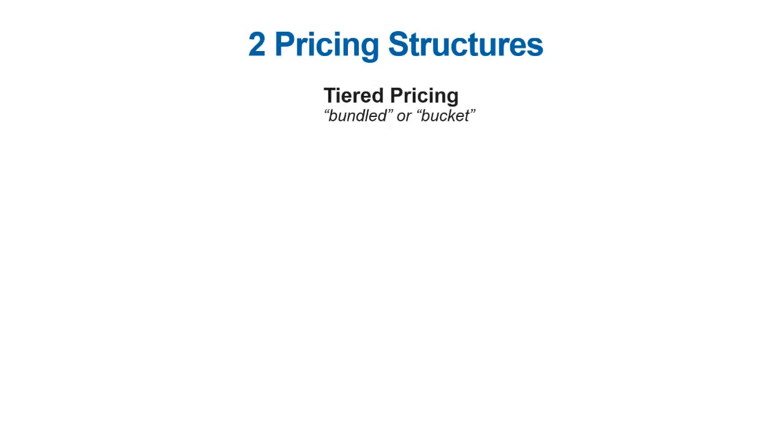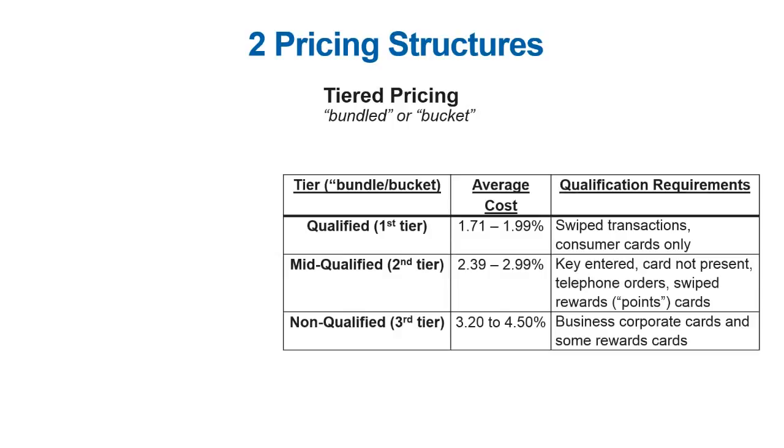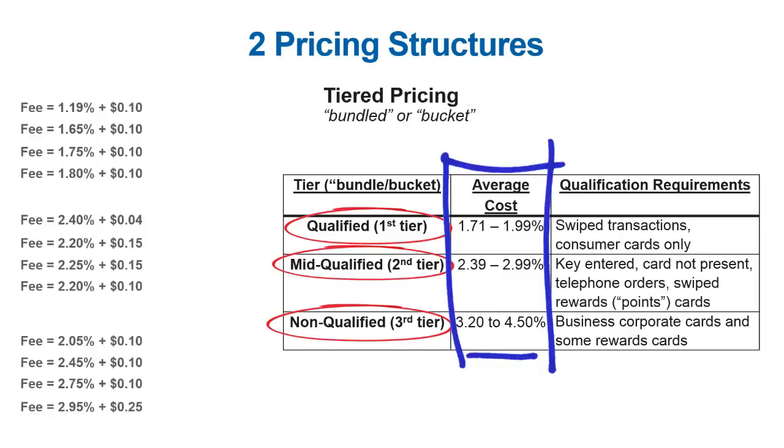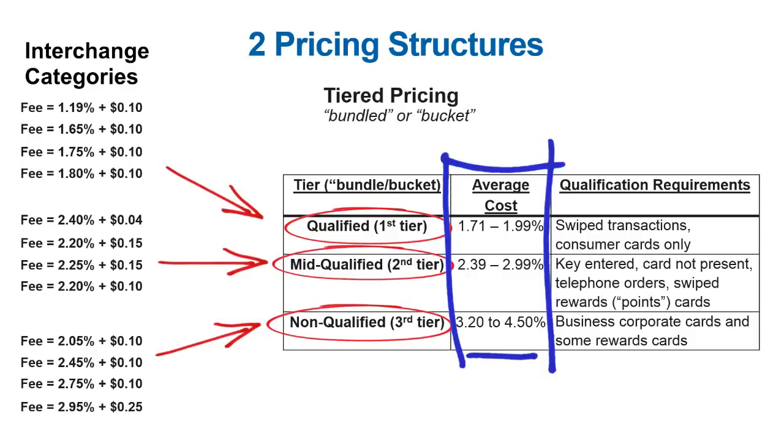Tiered pricing takes hundreds of interchange categories and lumps them into bundles or buckets. The three common tiers are qualified, mid-qualified, and non-qualified, and as you can see from the chart, the rates increase as you move from qualified to non-qualified. Each of these tiers are set and assigned a specific rate by the processing company and can vary from one provider to the next. In fact, they often do. What is considered to be a qualified transaction with provider A might fall into a mid-qualified transaction with provider B.